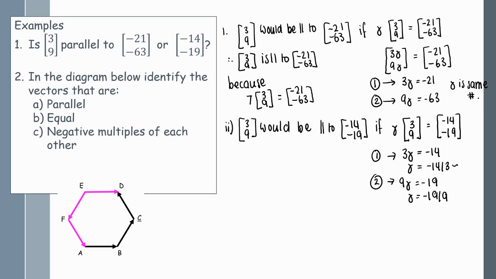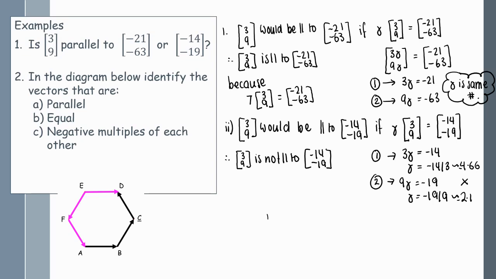Notice that these gammas are not the same. Minus 14 over 3 is 4 point something. Minus 19 over 9 is, I think, 2 point something. These are not the same. So therefore 3, 9 cannot possibly be parallel to the vector minus 14, minus 19. And if you sketch the vectors 3, 9 and minus 14, minus 19, you will notice that they are not in the opposite direction of each other and they are not in the same direction of each other. Therefore, they're not parallel.